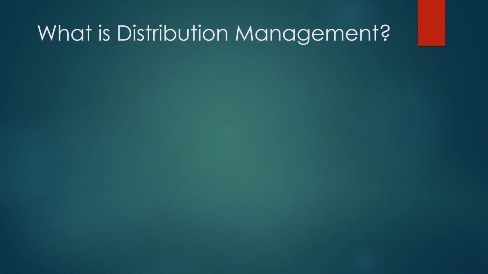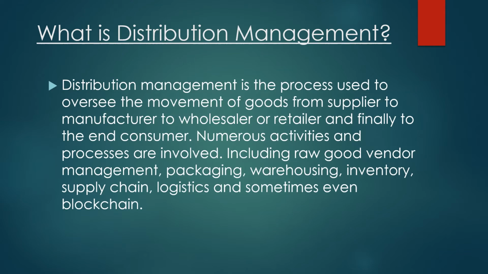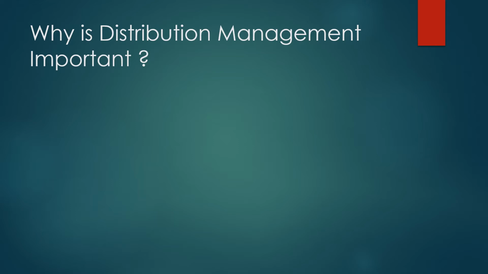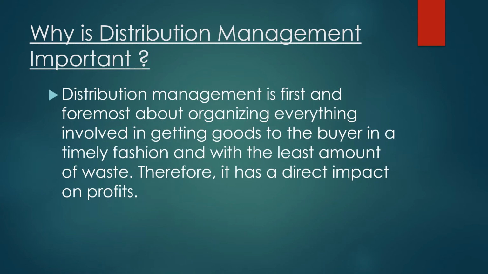What is distribution management? Distribution management is a process used to oversee the movement of goods from supplier to a manufacturer, to a wholesaler or retailer, and finally to the end consumer. Numerous activities and processes are involved, including raw goods vendor management, packaging, warehousing, inventory, supply chain, logistics, and sometimes even blockchain.